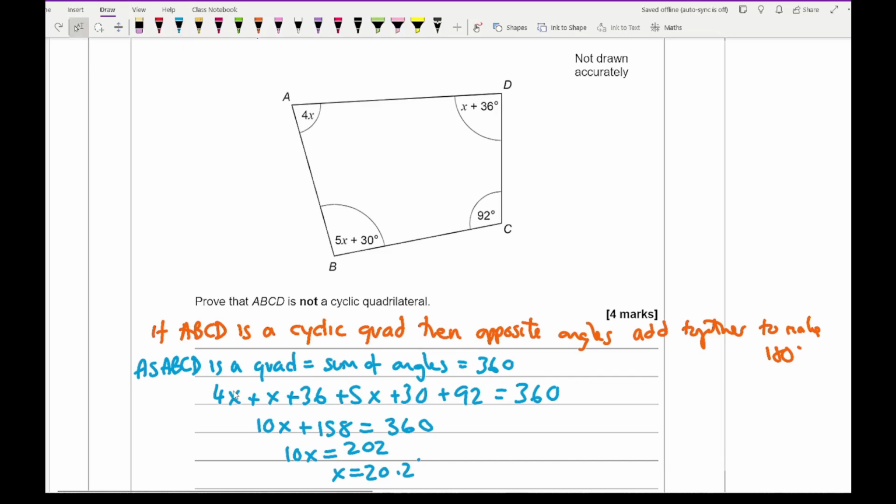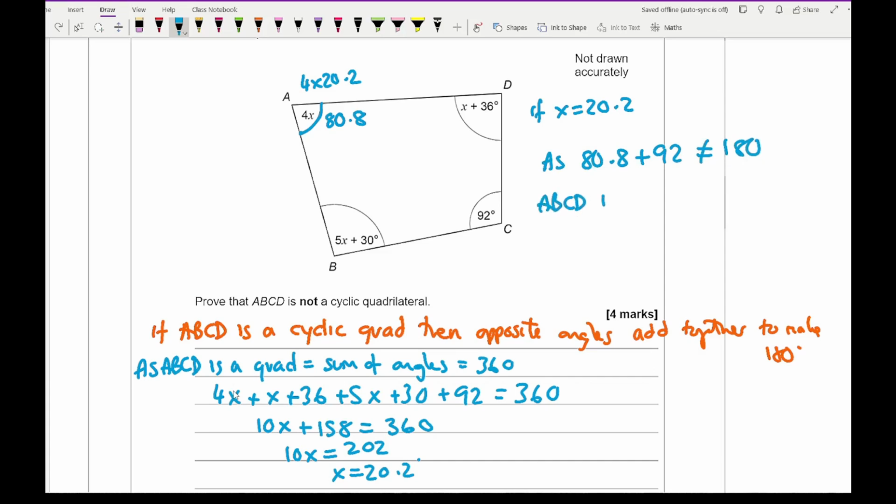Now if x equals 20.2, we can then work out what this angle here is going to be. So that's going to be 4 times 20.2, which is 80.8. And as you can see, as 80.8 plus 92 does not equal 180, ABCD is not a cyclic quadrilateral.